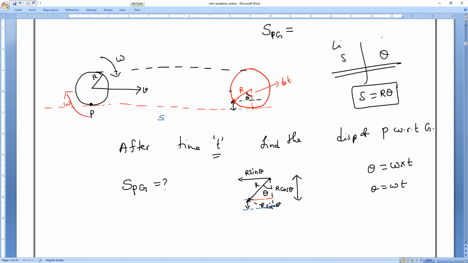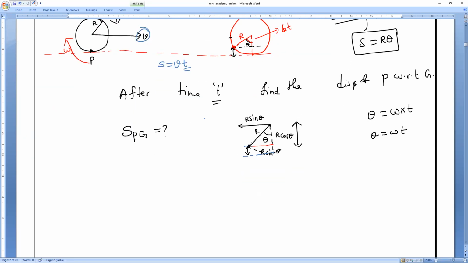We all know that displacement is equal to velocity into time. So it is moving with the velocity v and time period t. Now, in the x-axis, what is the displacement? You all should tell me. If it comes here, the total displacement is s equals vt. Now from here to here, what is the displacement left? Anybody can tell? R sin theta.